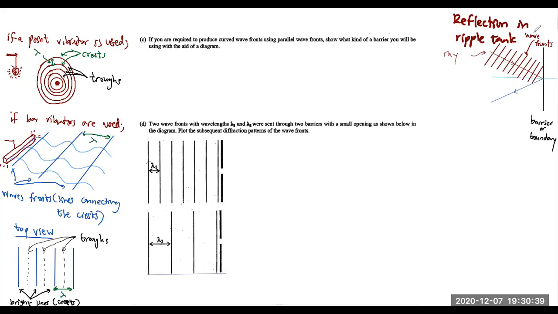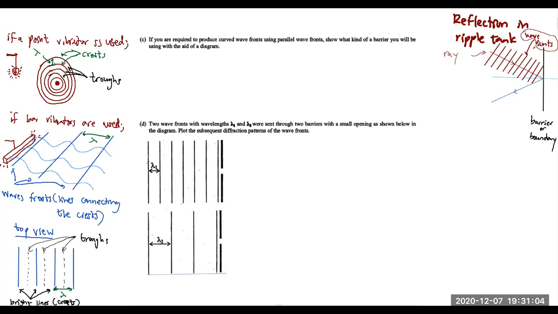What we see are the wave fronts. You will not be able to see the ray. It's an imaginary line we draw. But when it comes to a laser, you will be able to see that ray, because laser light is coherent and very concentrated, so it travels as a narrow beam. But in other waves, you won't be able to see it.